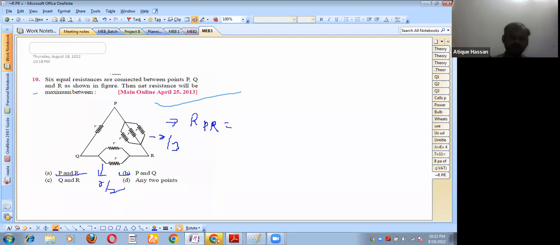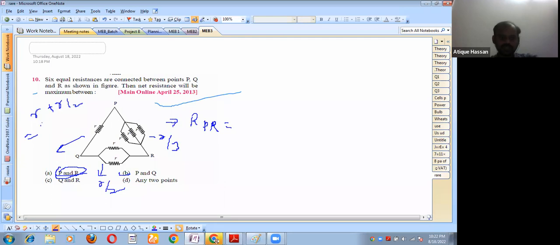You can apply without calculation. We can also solve it after calculation, but I am trying to solve it without calculation. Here you see between P and R. If you see option A, between P and R there are two branches. One branch has resistance R plus R by 2, which means 3R by 2. And another resistance is R by 3.